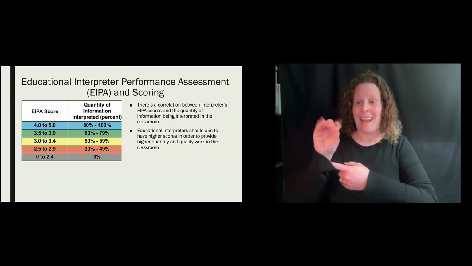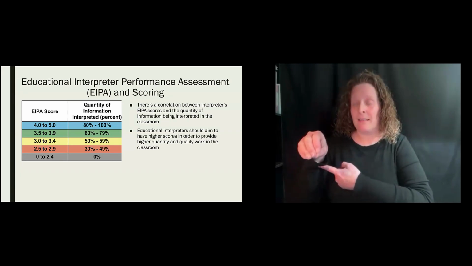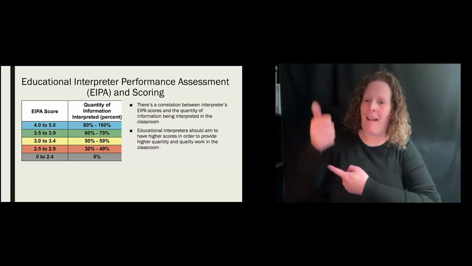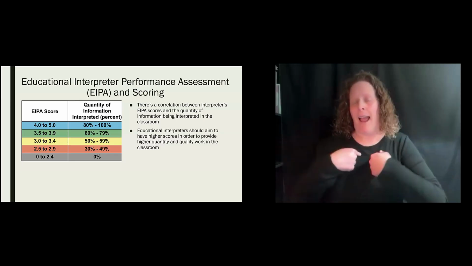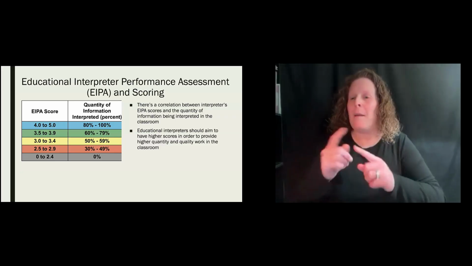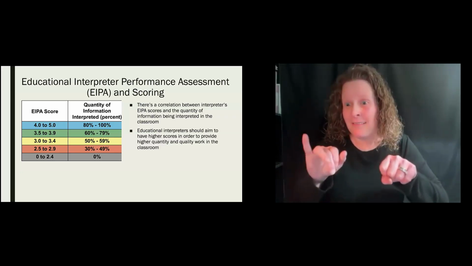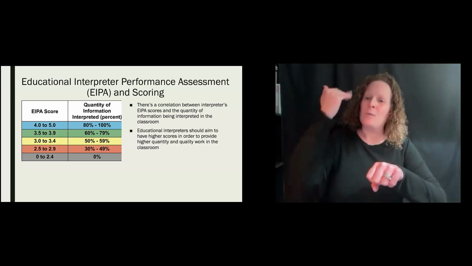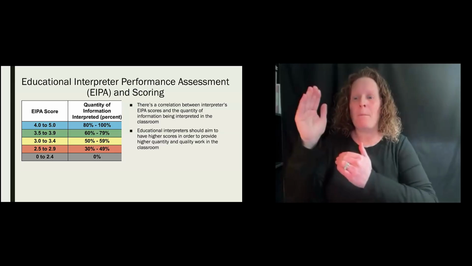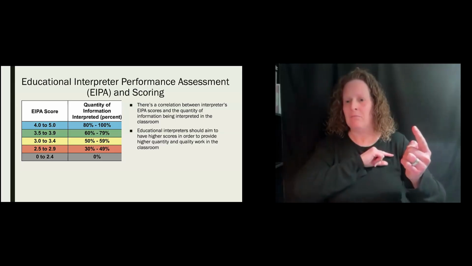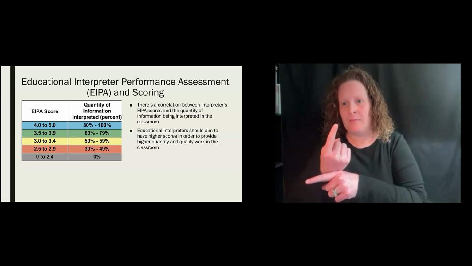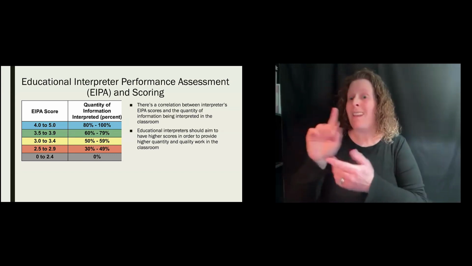So if you look at the blue bar, 4.0 to 5.0 gives you 80 to 100%. This is not perfect. 80%. I'm a little bit uncomfortable with 80%, and that's with a 4 to 5 interpreter. It's really hard to get 100% because you have to work continuously. But it's possible. It is possible. So that's why the EIPA scores of 4.0 and up are considered adequately qualified to interpret effectively and appropriately in the K through 12 setting.